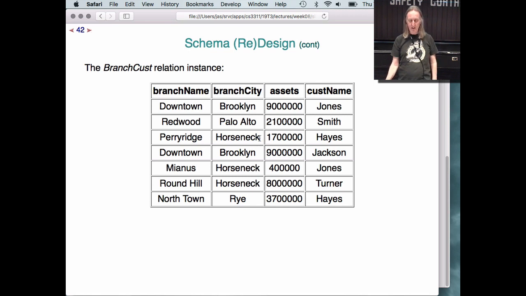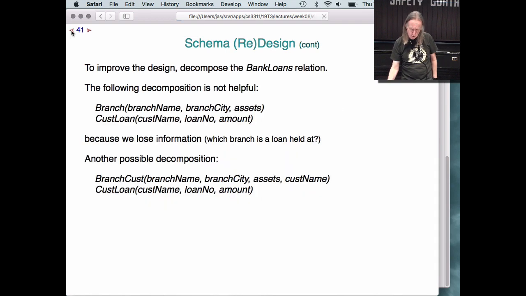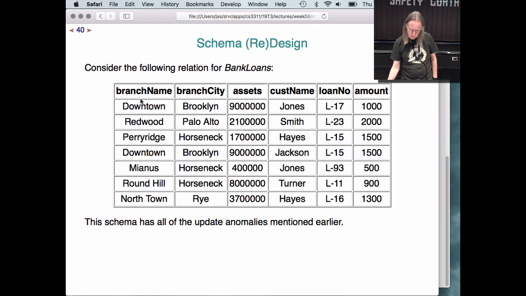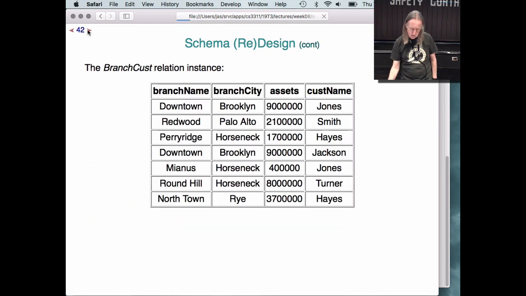So that's what the branch customer table looks like. You can derive that directly from the previous slide. Actually, one thing I should check. 1, 2, 3, 4, 5, 6, 7. Yep. 2, 3, 4, 6, 7. Right, so it has the same number of tuples as the original table.